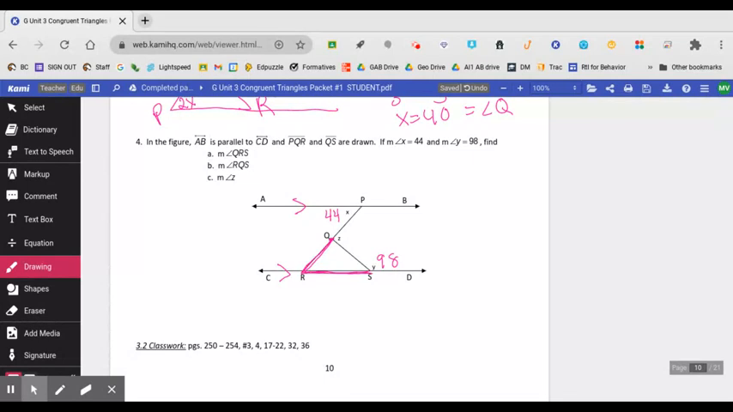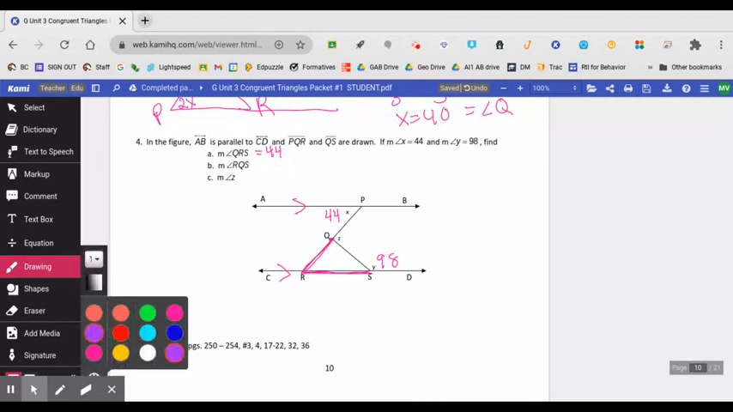So QRS equals 44 because I know that this top line that I'm making purple is parallel to this bottom line, and that this pink line, if I extend it, is a transversal. Oops, I meant to make that pink, not purple. Pink. So that means this is a transversal. So that means x and QRS are alternate interior angles. And when the lines are parallel, alternate interior angles are congruent.